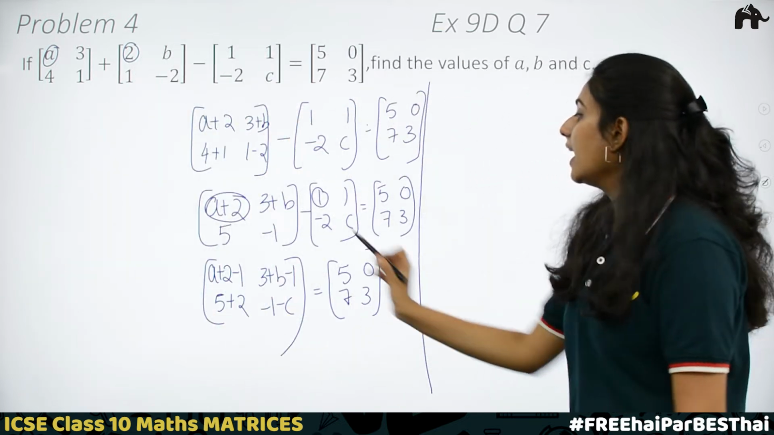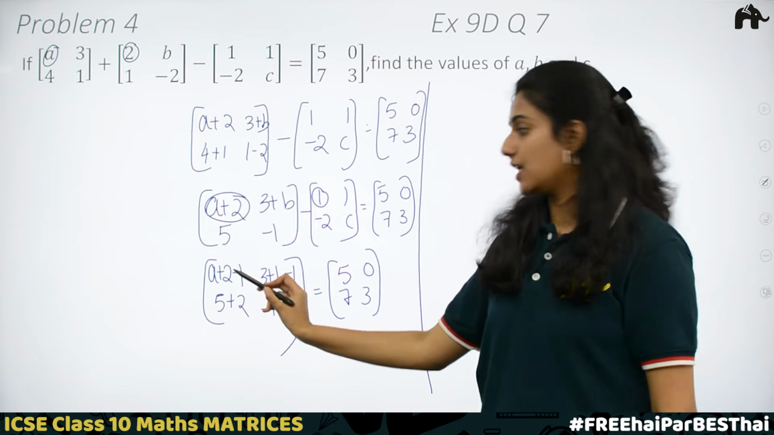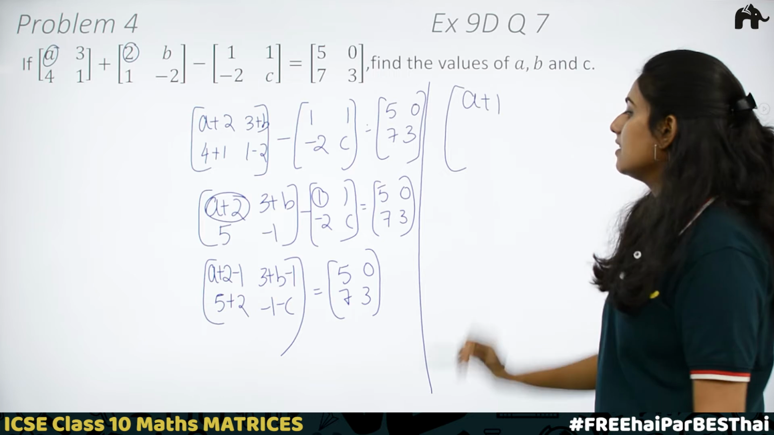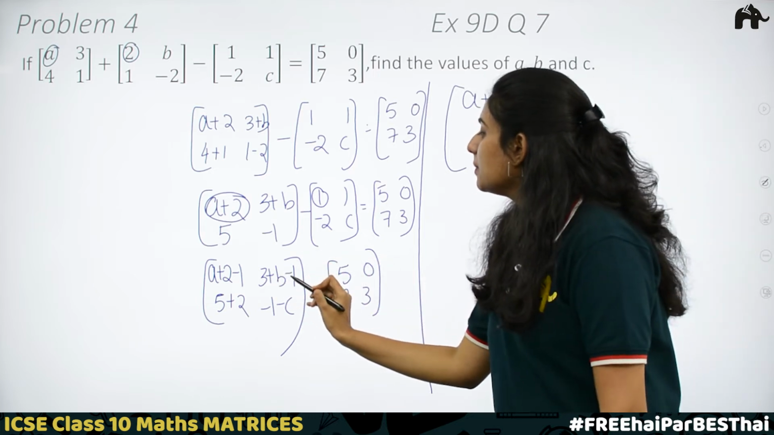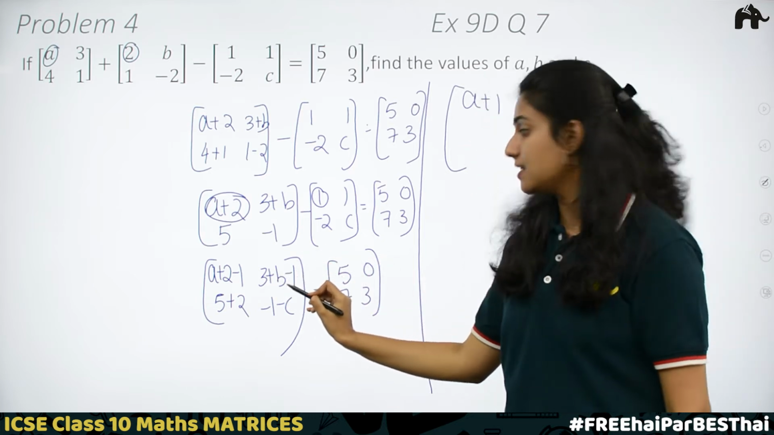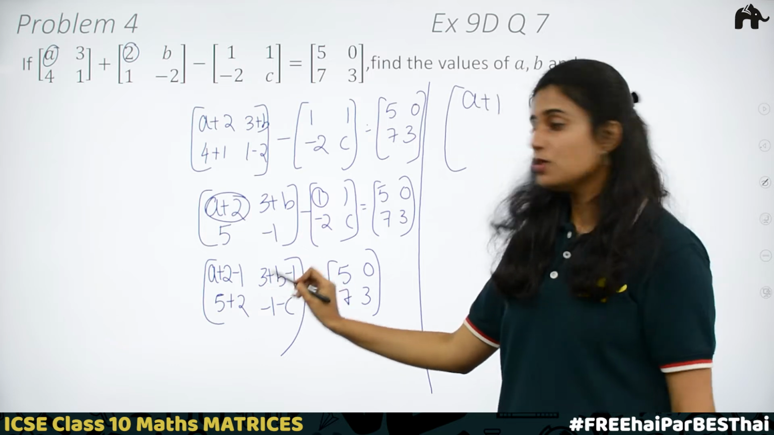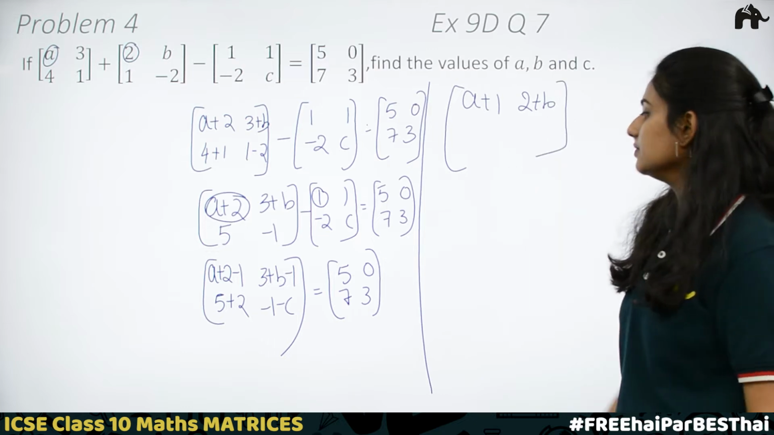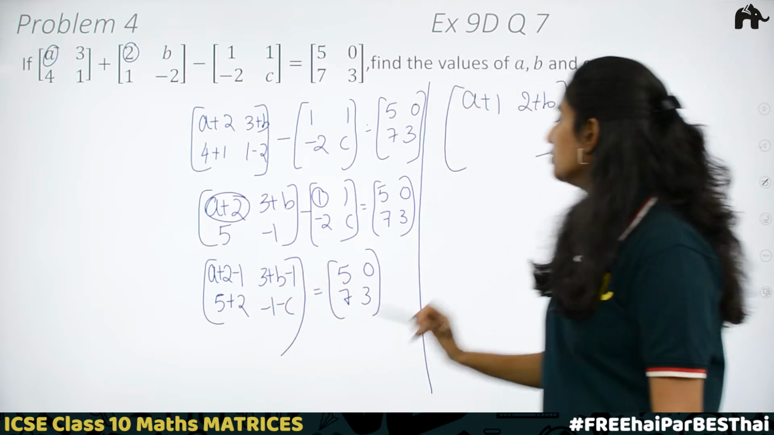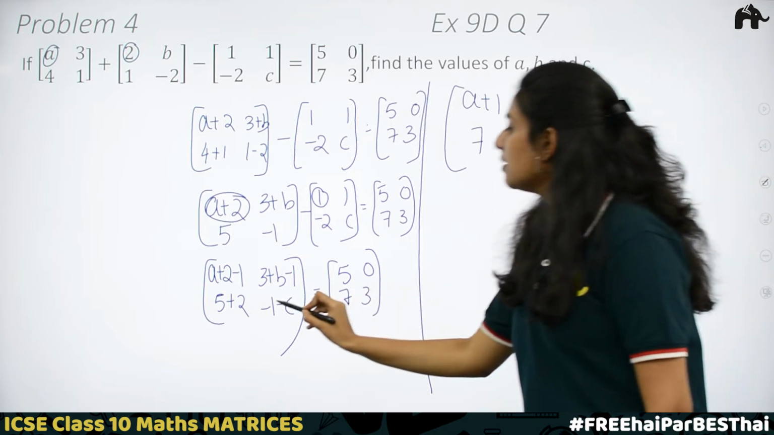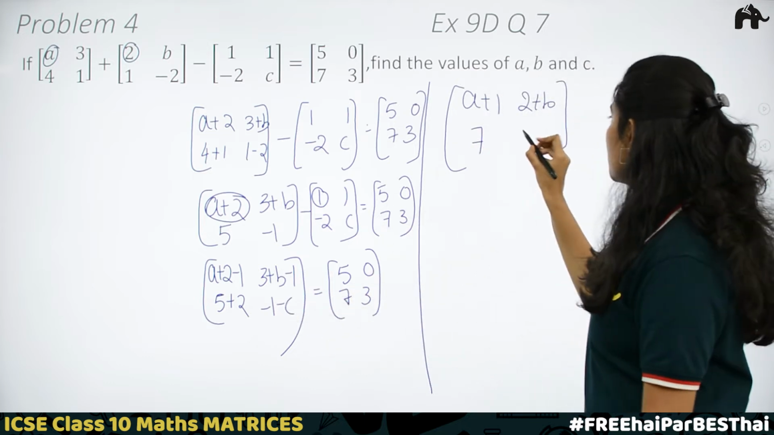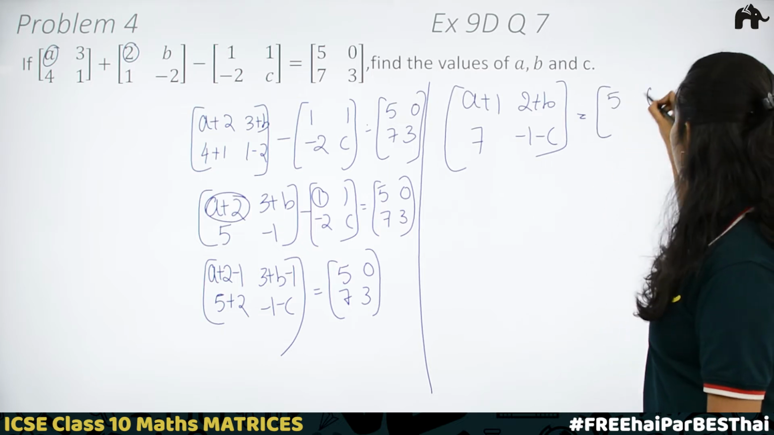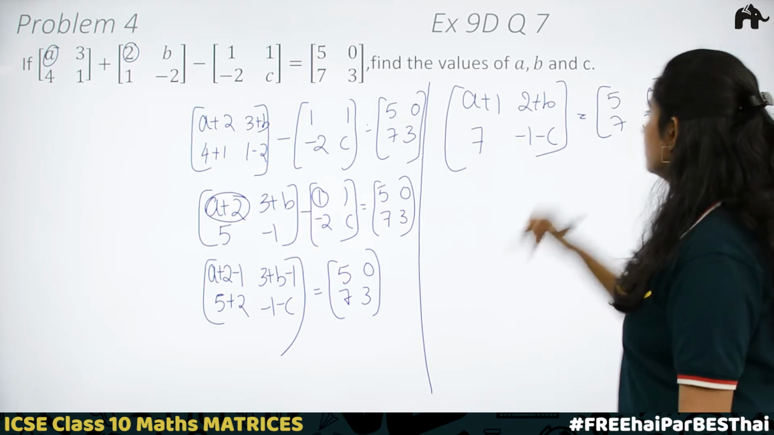Okay. A plus 2 minus 1, that is A plus 1. First element is A plus 1. B plus 3 minus 1, 3 minus 1 is 2 plus B. Then 5 plus 2 is 7. Minus 1 minus C. That is equal to 5 0 7 3.